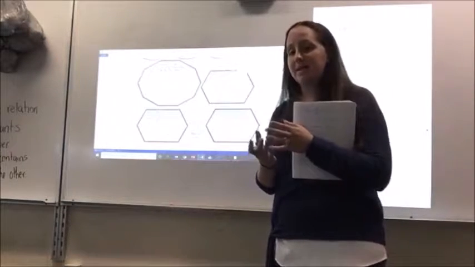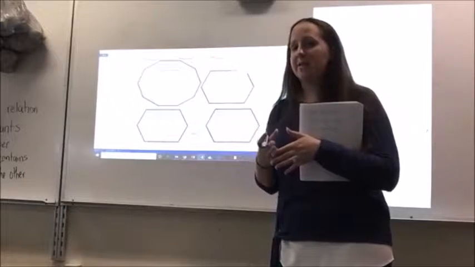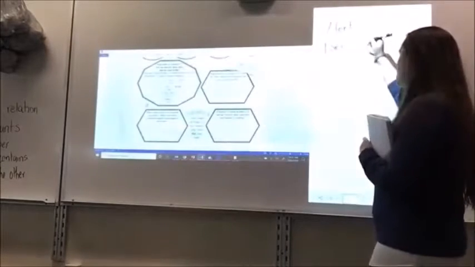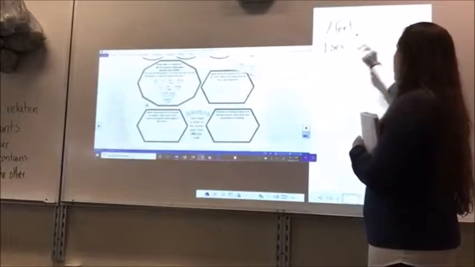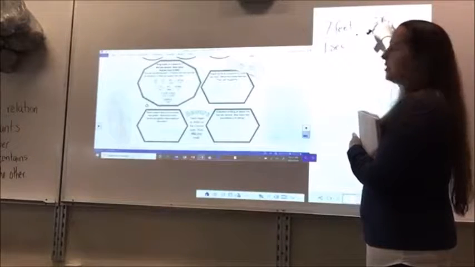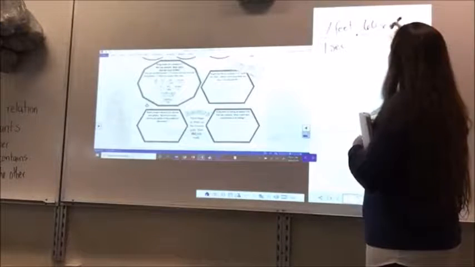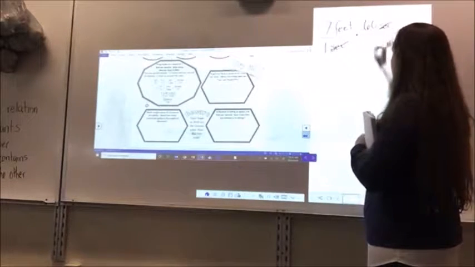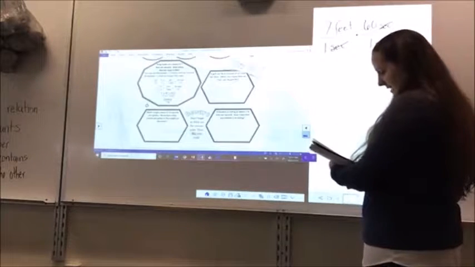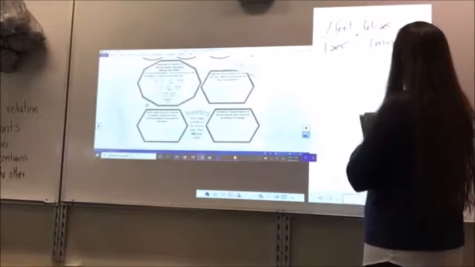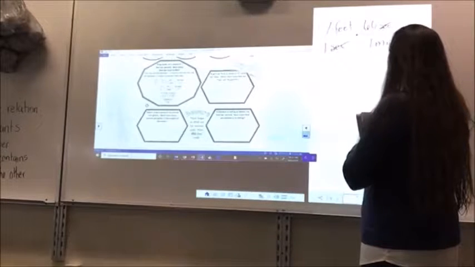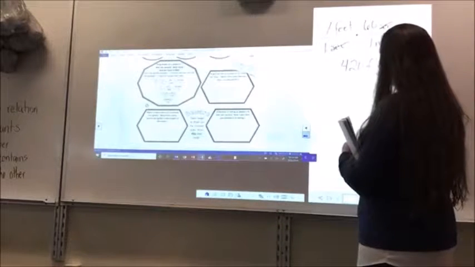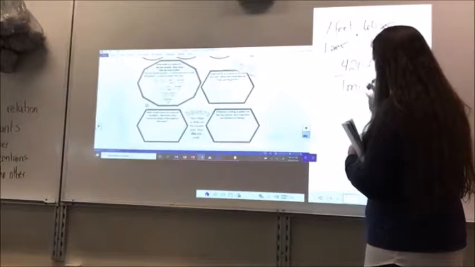If I don't know how many seconds are in an hour, I can ask myself, well, I know that there are 60 seconds in 1 minute. I have seconds in the bottom, which means I want to put them in the top: 60 seconds in 1 minute. The seconds cancel, so I'm left with 7 times 60, which equals 420 feet per minute.